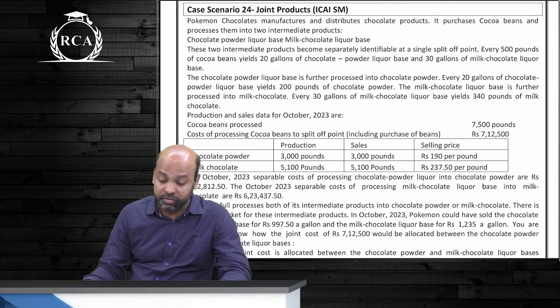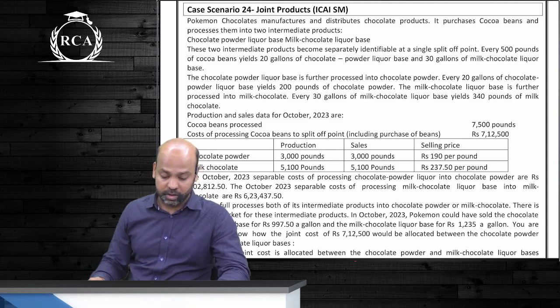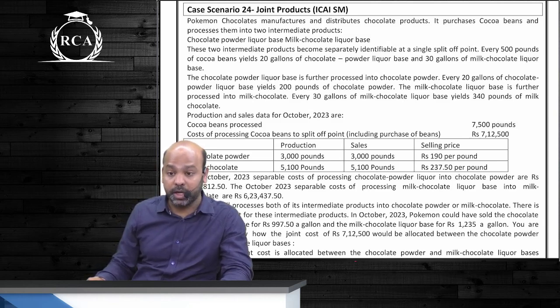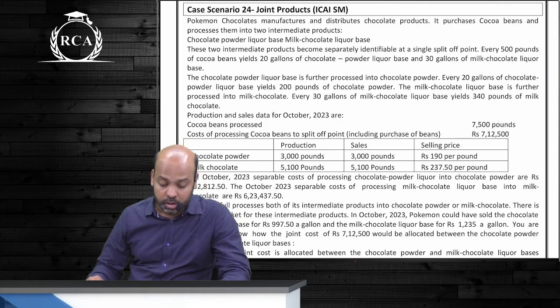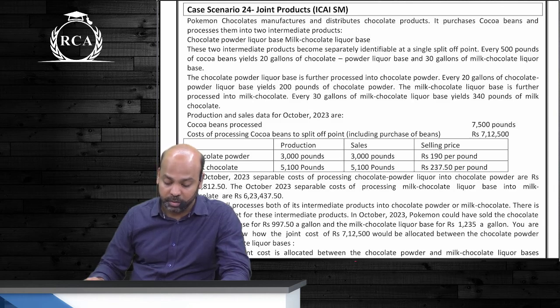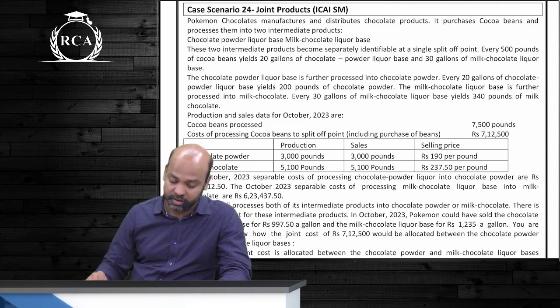Pokemon chocolates manufactures and distributes chocolate products. It purchases cocoa beans and processes them into 2 intermediate products. One is chocolate powder liquor base. The other one is milk chocolate liquor base. It has nothing to do with liquor, guys. It is just the base.